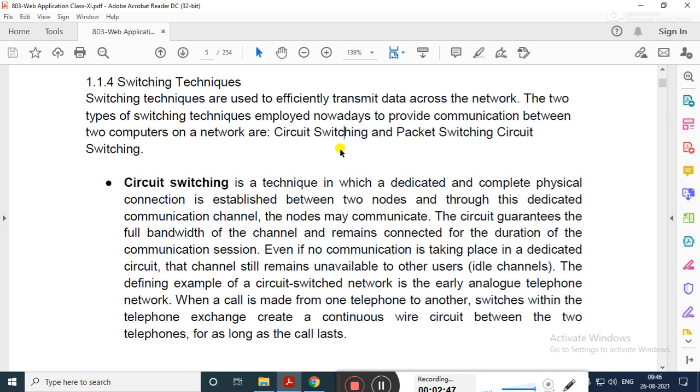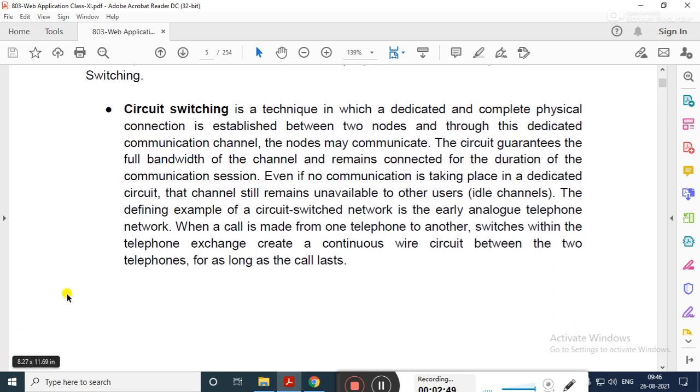One is circuit, one is packet. Now we are coming to what is circuit switching and what is packet switching. Both have the same function. The two switching techniques actually transmit the message efficiently, but their transmission processes are different. Let's check: what is circuit switching?